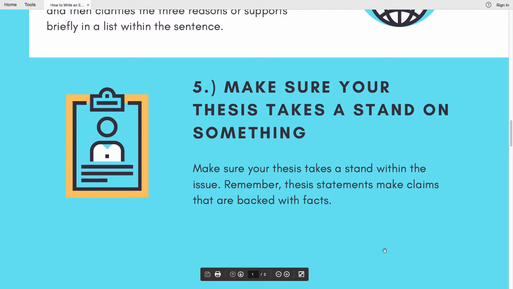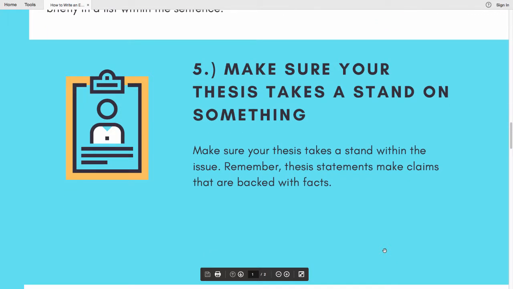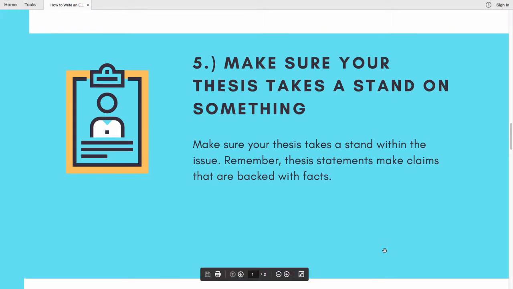Number 5. Make sure your thesis takes a stand on something. That may sound obvious, but what that means here is that you don't want to just state a fact or state something obvious in your thesis. State something significant about the topic. For example, saying child abuse is bad, that's what's called a so what thesis. The reader would be like, yeah, and that's obvious. But something about what should be done to eradicate, prevent, or cut down on child abuse, that would be a significant thesis. That's something you can back.